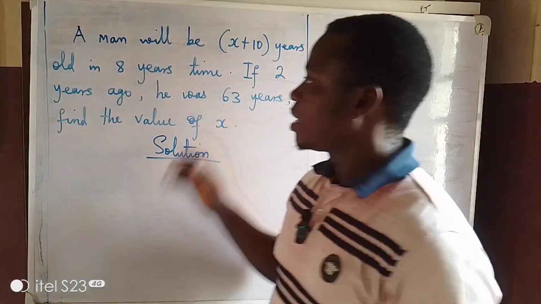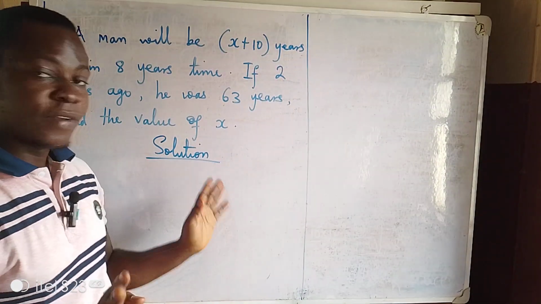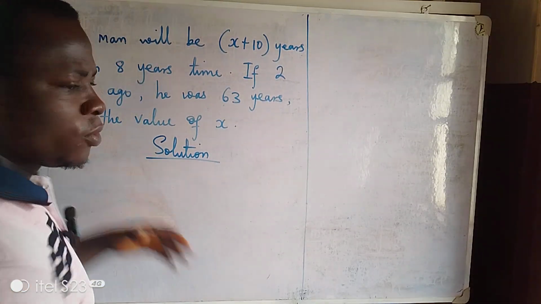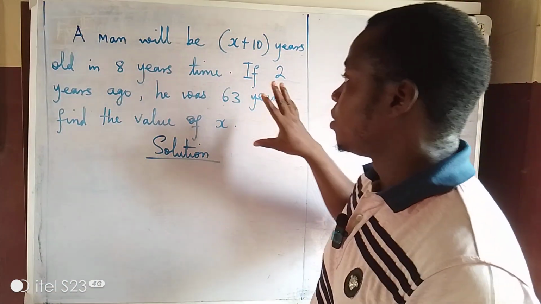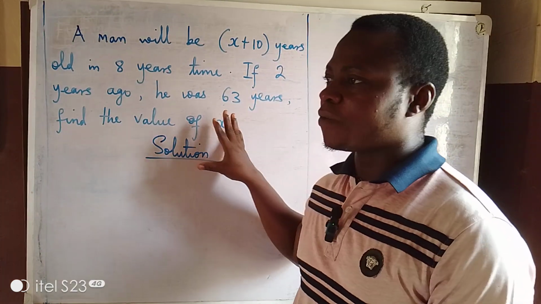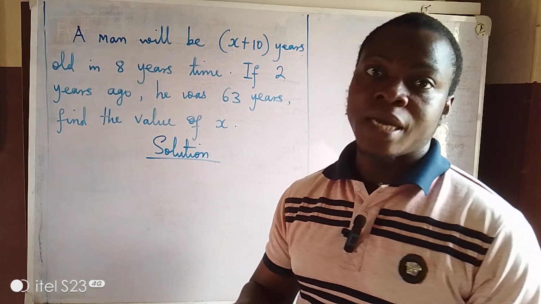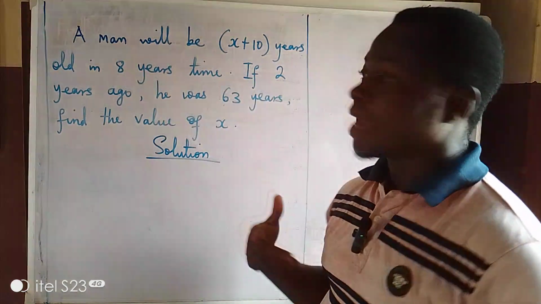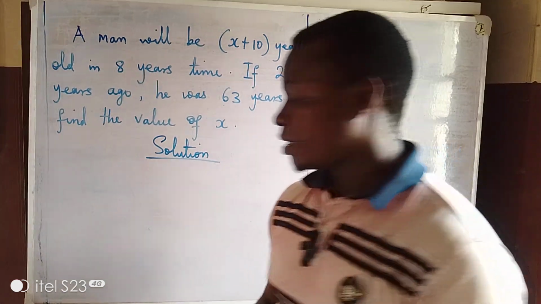One of my students sent this to me to solve the value of x in this question. It's a very simple question, but you need to read and understand the question very well before you can solve it. You just need to calm down. You don't rush this kind of question. Just calm down, read the question very well before you can get the value of x. You create an equation, solve for the value of x. Now let's see the question.